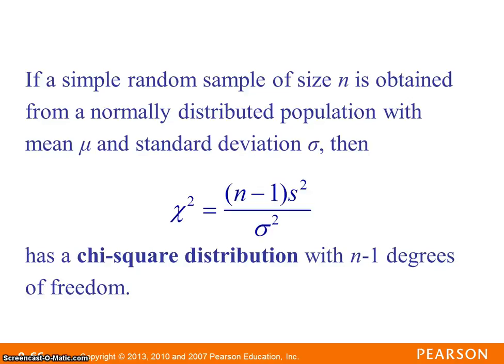So for a chi-squared distribution, if you have a simple random sample of size n obtained from a normally distributed population, so the underlying population has to be normally distributed, with a mean of mu and a standard deviation of sigma, then this, which will be our test statistic in this case, has a chi-squared distribution with n minus 1 degrees of freedom. And just like the t-distribution, the shape of this will depend on the degrees of freedom.